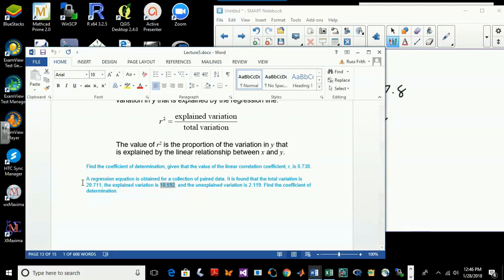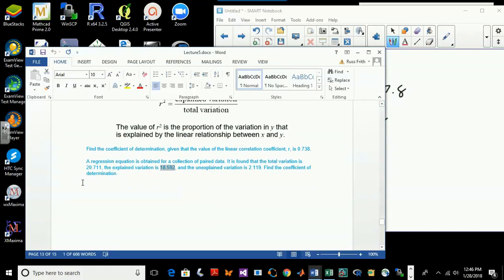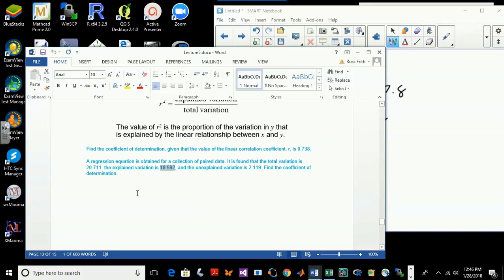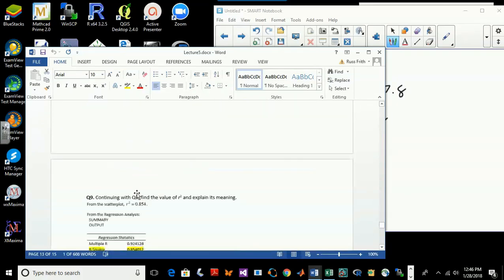All right, and so we have another question. Okay, so when you do this, you'll get an r squared of 0.854, okay? And so you conclude that 85.4% of the total variation in test score can be explained by hours of preparation, and the other 14.6% cannot be explained by the hours of preparation. Okay, so that would be Q9.